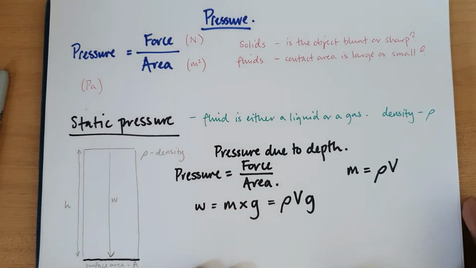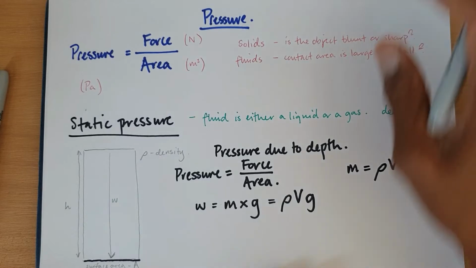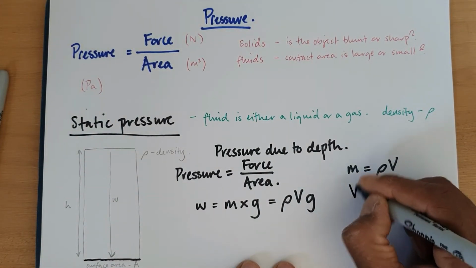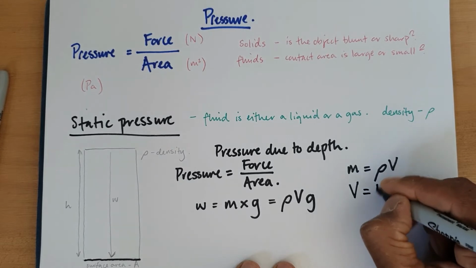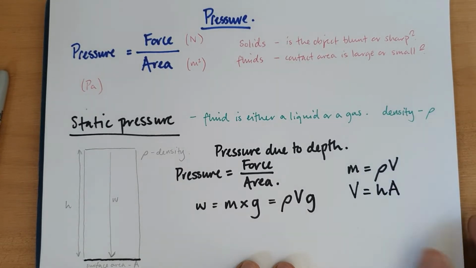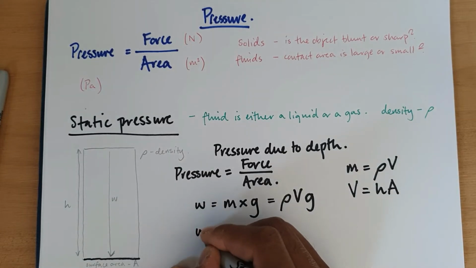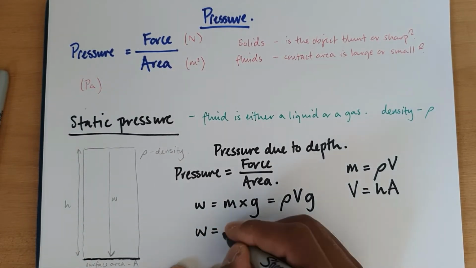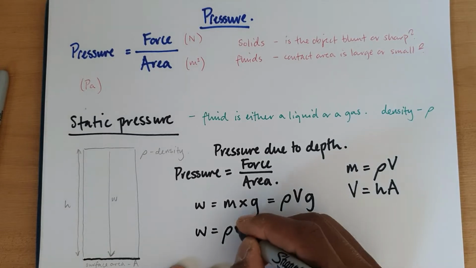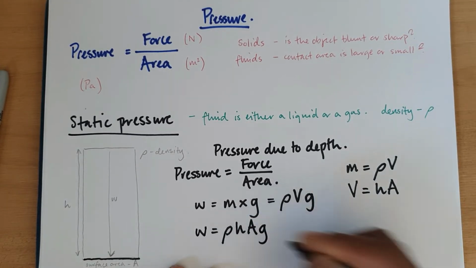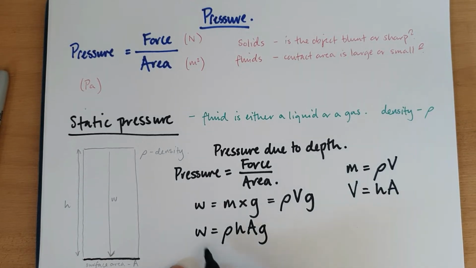Hopefully you know that from maths, how to calculate the volume of a cylinder. Therefore, if I plug that in, V is equal to H times A. I'll plug that into my equation and we drop out the form that's useful for us. Weight equals rho times H times A times G. So that's what the weight is equal to.